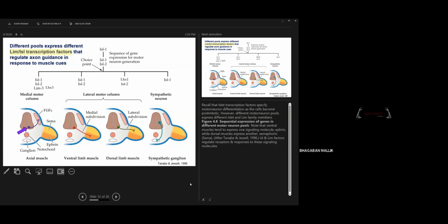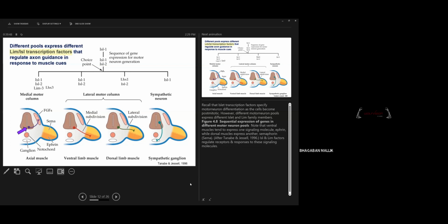And if you look at the sympathetic ganglion, here you have the SEMA3 signal, a negative signal, you have the Ephrin A signal, and here you have the FGF. So now this neuron is projecting its axon to the ganglion. Depending upon which type of neuron and which type of muscle you are talking about, in the axial muscle you see this kind of mechanism, and in the sympathetic ganglion you see this kind of mechanism. You have the expression of ISL1 transcription factor in this ganglion, and here you have expression of ISL1, 2, LIM3 or LHX3 for the innervation to the medial motor column.